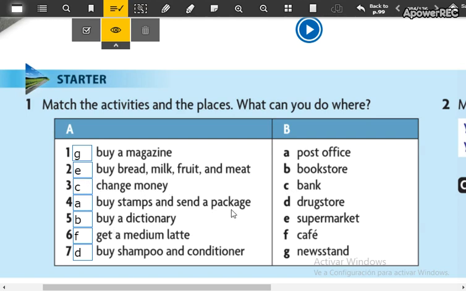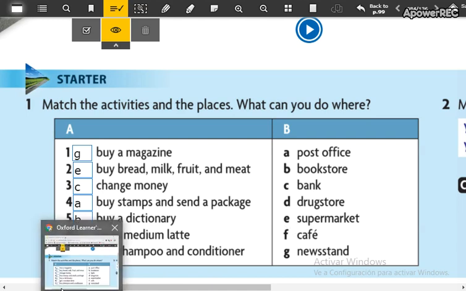Buy a dictionary, letter B, bookstore. F, get a medium latte. Latte es café con leche. And letter D, buy shampoo and conditioner. Letter D is drugstore. En una farmacia pueden comprar shampoo y acondicionador.